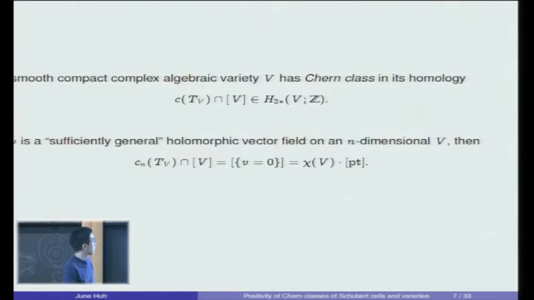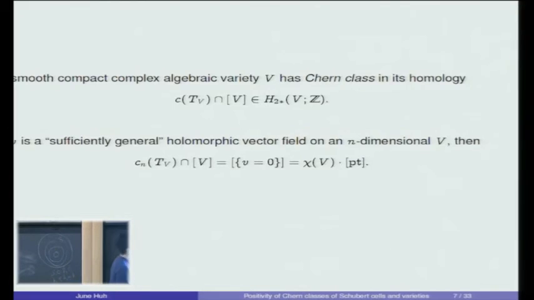That is finitely many points, and the homology class is given by the number which counts how many points there are. And it turns out that that number is exactly given by the topological Euler characteristic of your variety, and it does not depend on the choice of your sufficiently general holomorphic vector field. Well, but that equation shows more.